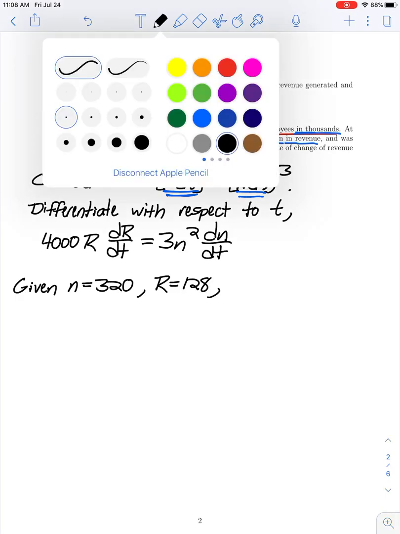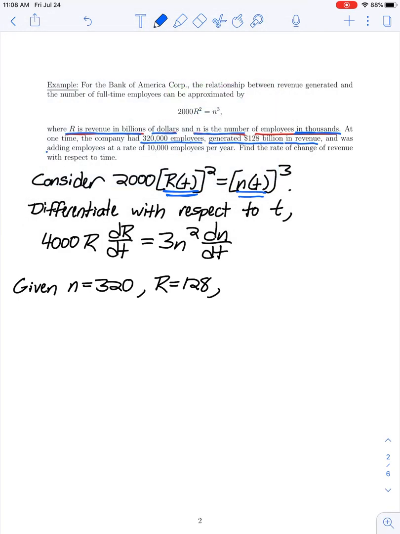And the last bit of information that we're given is that they were adding employees at a rate of 10,000 employees per year. So that is the rate of change of the number of employees, or the derivative of n with respect to time. We were told they were adding employees, so we're going to have a positive rate of change, and an increase in the number of employees. And the rate was 10,000 per year, but since we're measuring the number of employees in thousands, this would be 10.